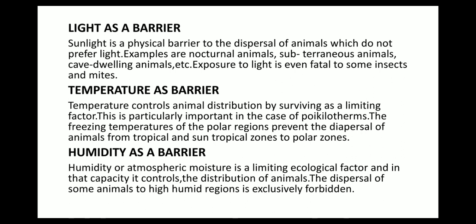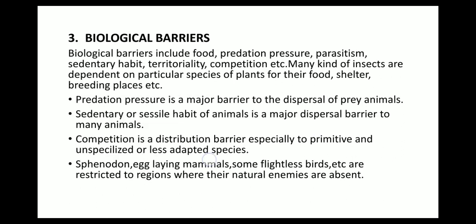Next, humidity as a barrier. Humidity or atmospheric moisture is a limiting ecological factor, and in that capacity it controls the distribution of animals. The dispersal of some animals to highly humid regions is exclusively forbidden. Third one, biological barriers. Biological barriers include food, predation pressure, parasitism, sedentary habit, competition, etc. Many kinds of insects are dependent on particular species of plants for their food, shelter, breeding places, etc.